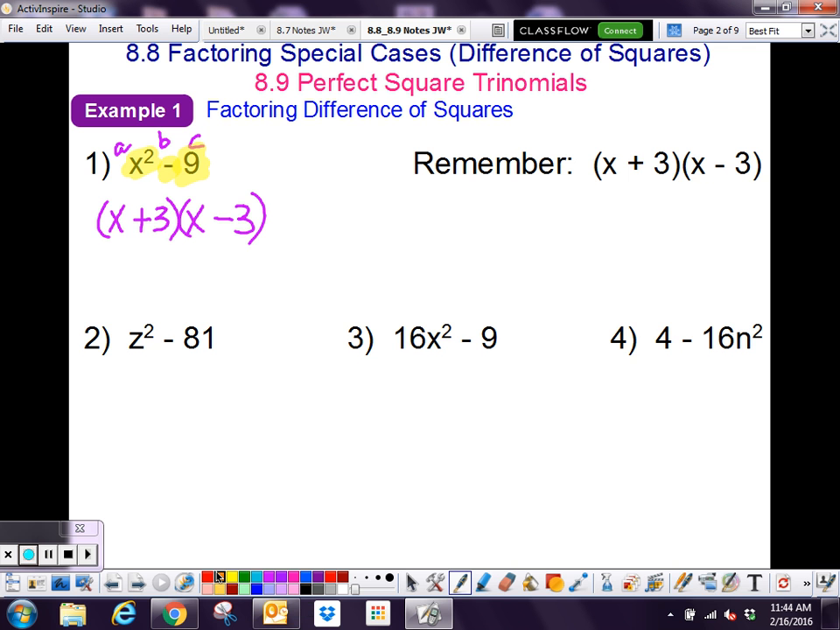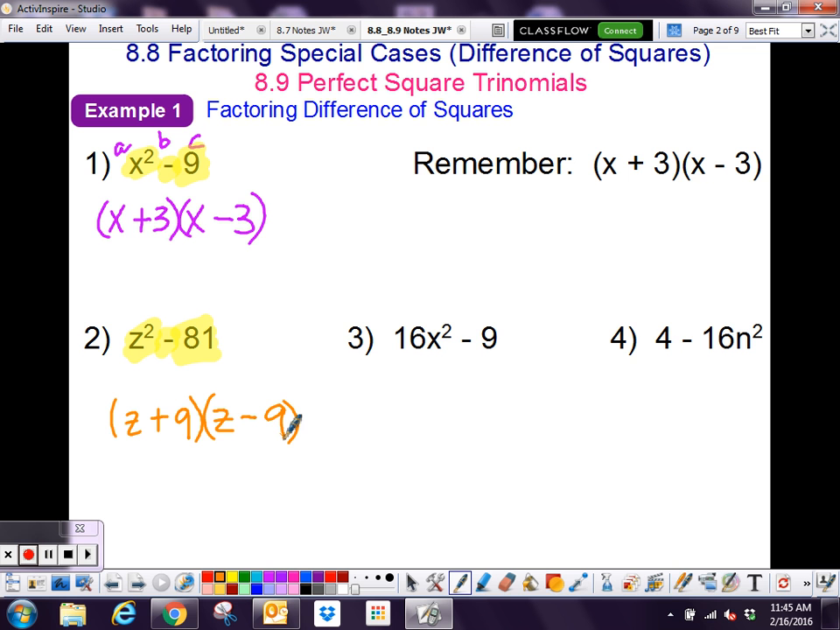Okay, let's look at number 2. I'm going to make sure it's a difference. So yep, it's minus, it's a difference. Is z squared a perfect square? Yes, because z times z gets me z squared. And is 81 a perfect square? Yes, because 9 times 9 gets me that. So as long as all those things are true, I can split this up into two groups, two factors. One is plus, one is minus. What times itself gets me z squared? Z. And what times itself gets me 81? 9. So I've got z plus 9 and z minus 9, and we're done. Those are our two factors.